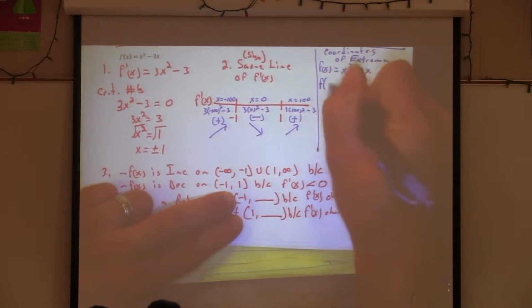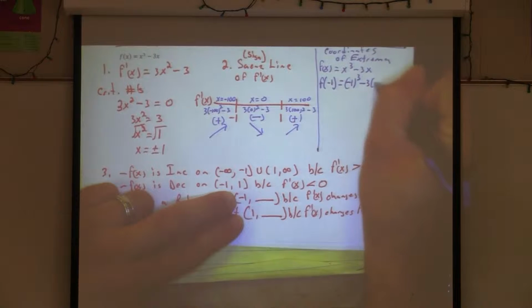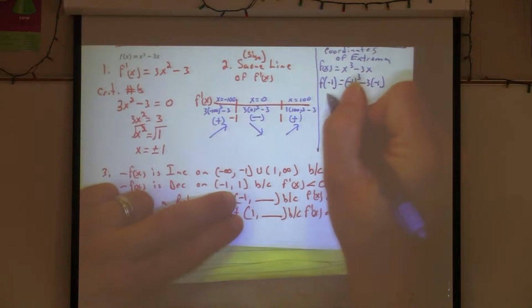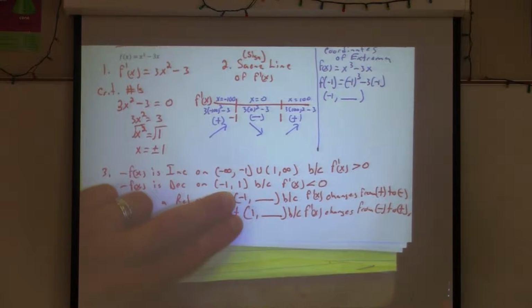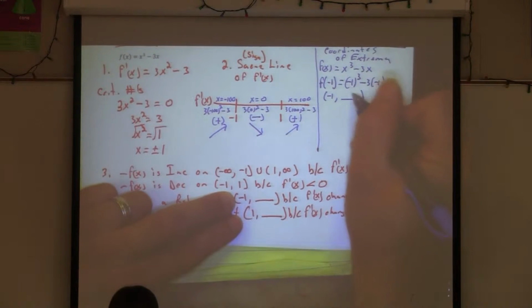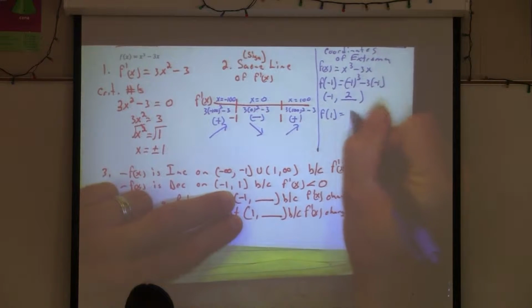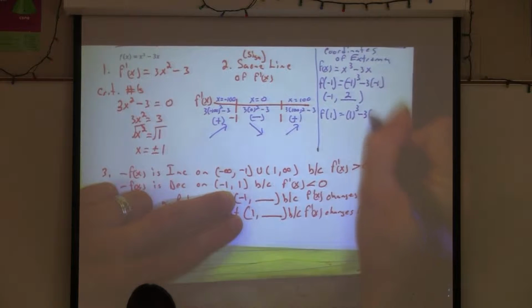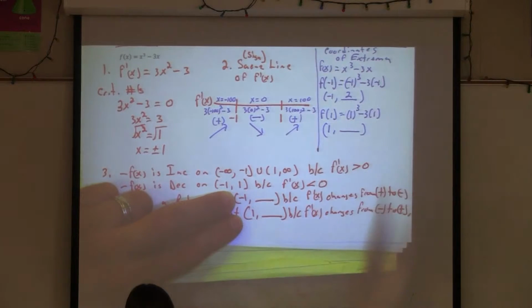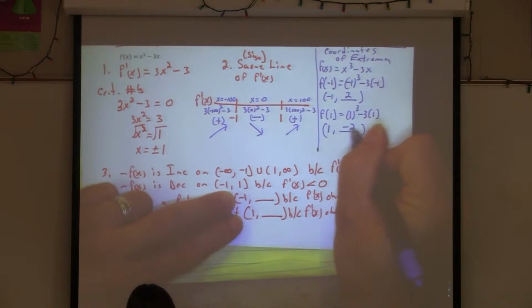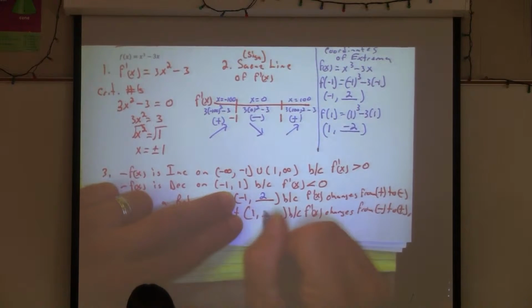So what's f of negative 1? Negative 1 to the third minus 3 times negative 1. What are we going to get? Positive 2? That is correct. Find f of 1 now. 1 to the third minus 3 times 1. What does that give us? Negative 2. Okay, so we found the two y values, 2 and negative 2.